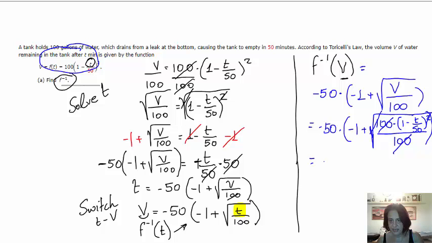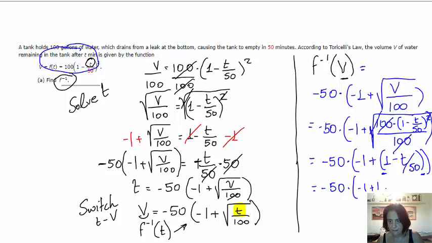And what I remain with is negative 50 times (negative 1 plus 1 minus t over 50). Well, there is no reason why I would keep this parenthesis, so basically what I have is negative 50 times (minus 1 plus 1 minus t over 50). The negative 1 with the 1 goes away, so what remains is negative 50 times negative t over 50. So now I will simplify the 50 with the 50, and the result will be just t, because I have negative times negative, that is t.